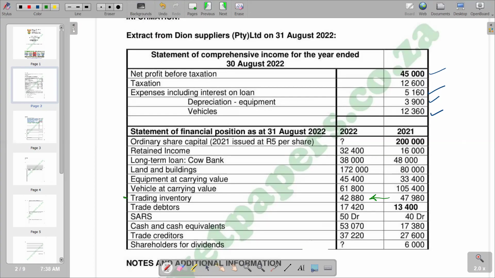The opposite is true for current liabilities, in particular trade payables. If trade payables increases, it's a positive. If trade payables decreases, it's a negative. So in this case, we've got a positive of 47,980 minus 42,880. So we come and summarize as such.